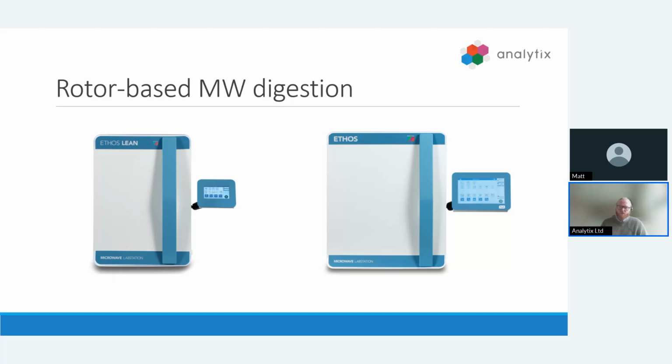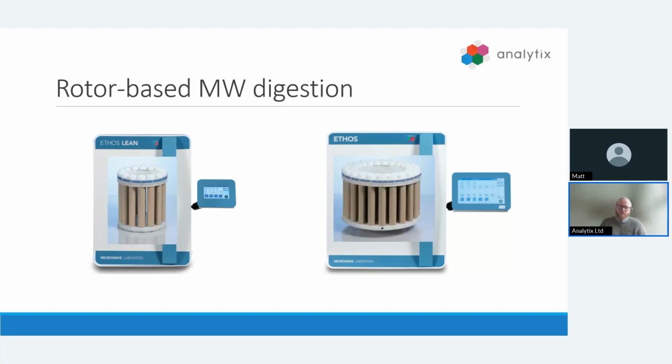digestion rotors. Digestion vessels are really at the core of the microwave system, and our rotors are designed to deliver high performance and safety. And there's three different options across the two models, differing capabilities. So we have the high throughput maxi rotor, which is a 44 position for the ETHOS or a 14 position for the Lean.